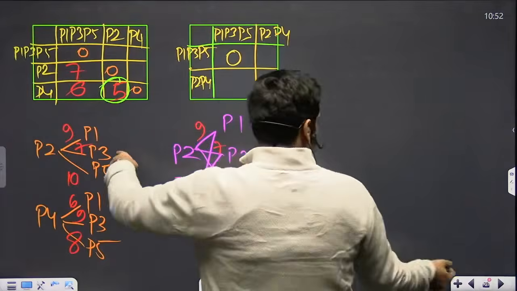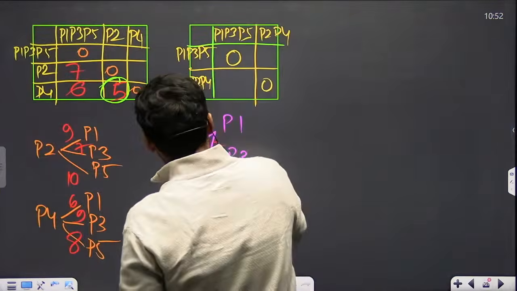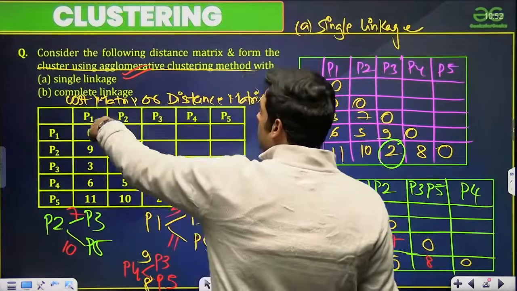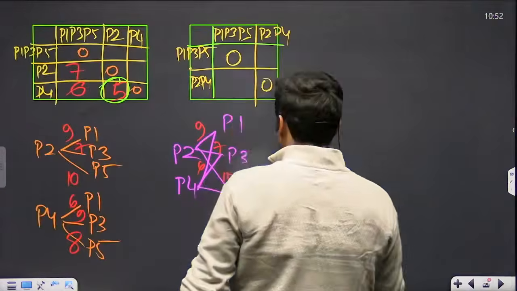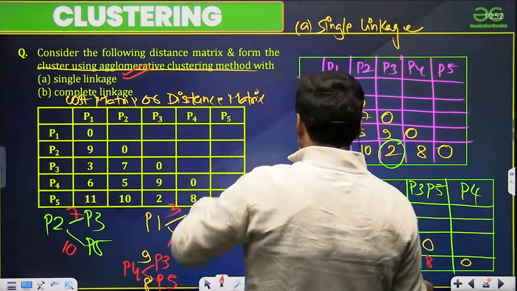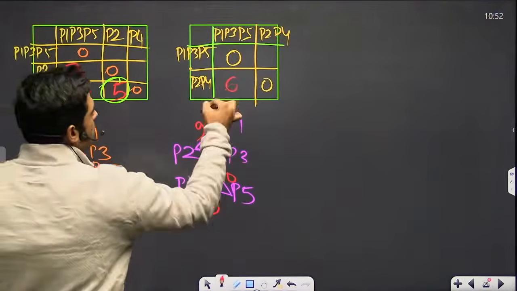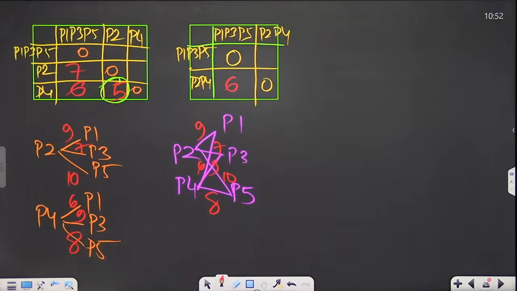Okay, chaliye P1 to P4, this is 6. P3 to P4, this is 9. Okay, and P4 to P5, that is 8. Now what is the minimum one? So minimum among this is what? It is 6.